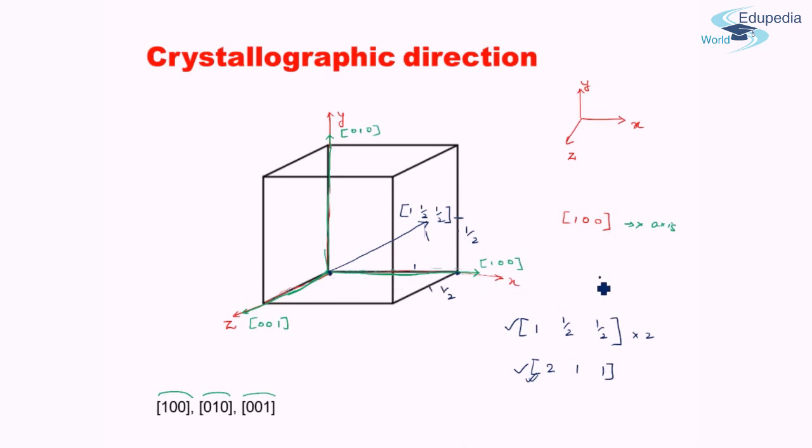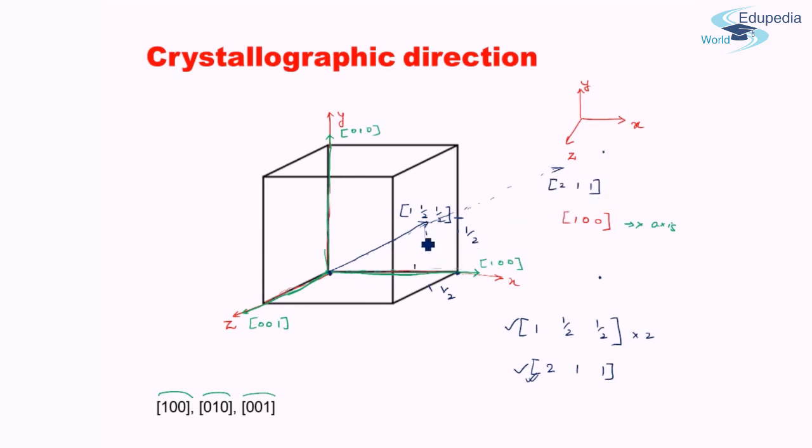So I have gone 2 steps in the x-axis direction, 1 step in the y direction, so I go from here till here, and then 1 step in the z direction. So basically I come in the z direction 1 step. Thereby what you will get is, ultimately you will get something like this. Okay, so this will be 2 1 1.